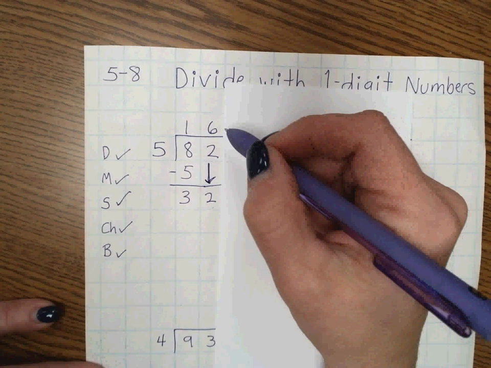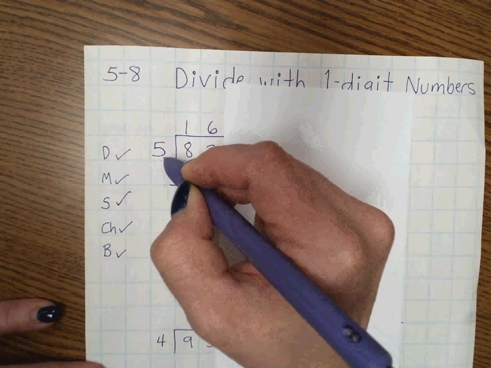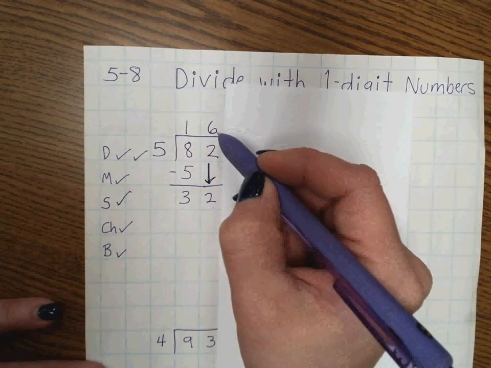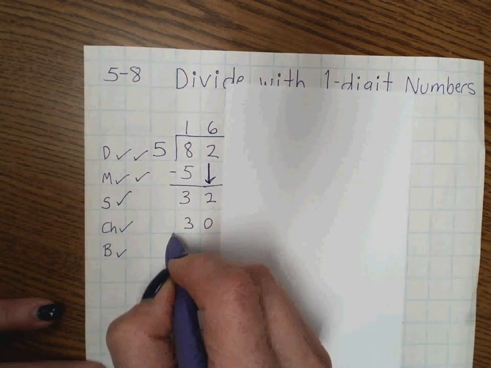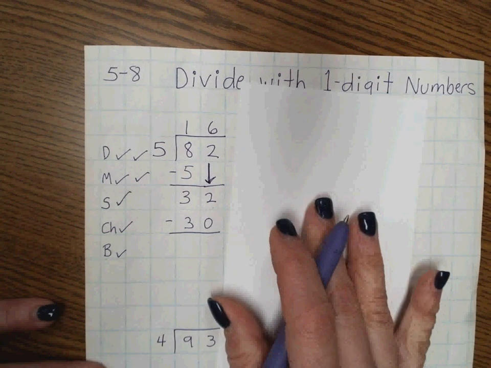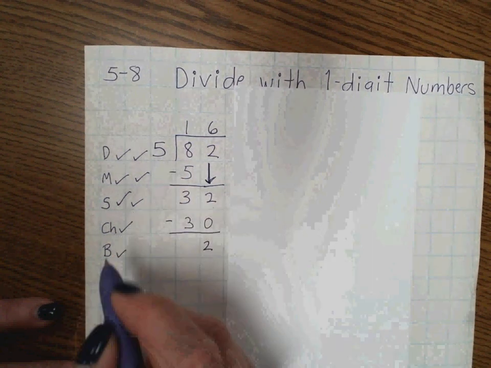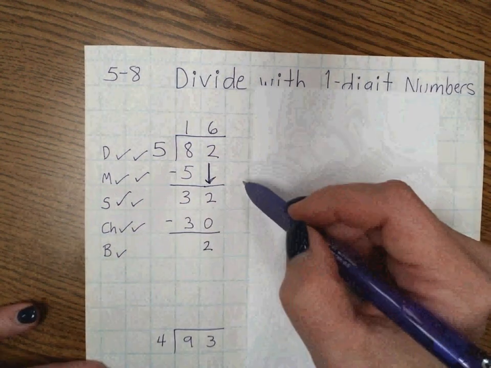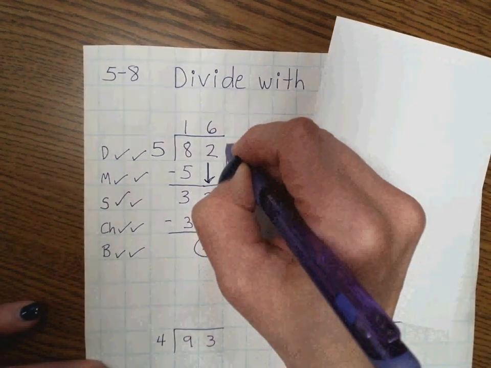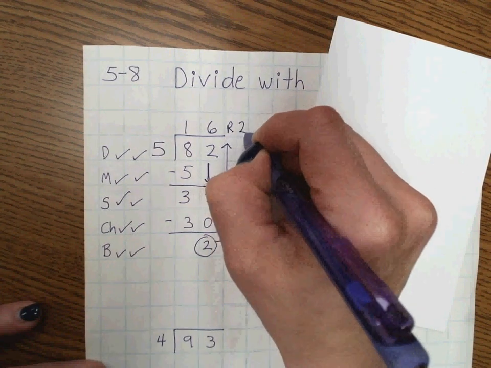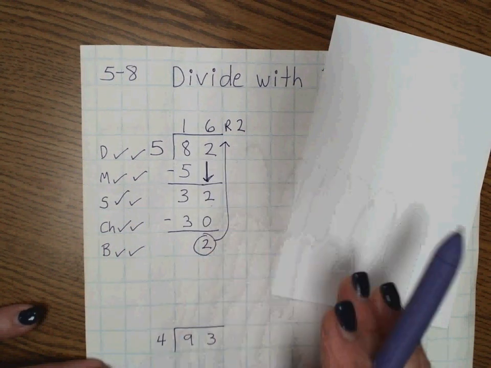If I went across my 5s, I would see the closest I can get to that is 6 times. So 32 divided by 5 is 6. Now I'm going to multiply. 6 times 5 is 30. So I'll check that off. Now I'm going to subtract. 32 minus 30 is 2. I'm going to check, is 2 less than 5? Yes, it is. I have no more digits to bring down, but I do have a remainder to bring up. So I'm going to circle it and draw an arrow, and I will write remainder 2. So 82 divided by 5 is 16, remainder 2.